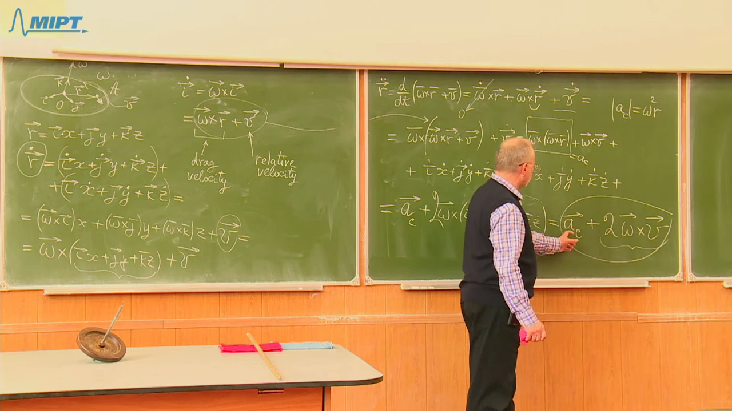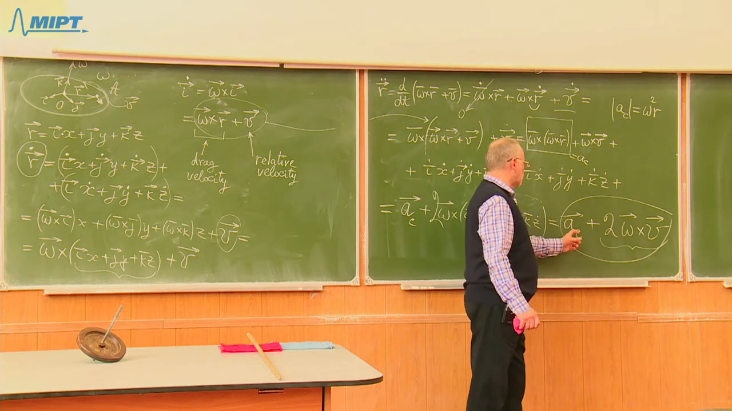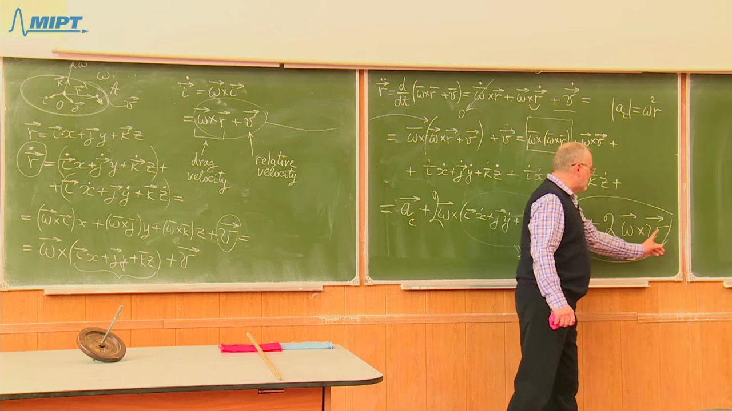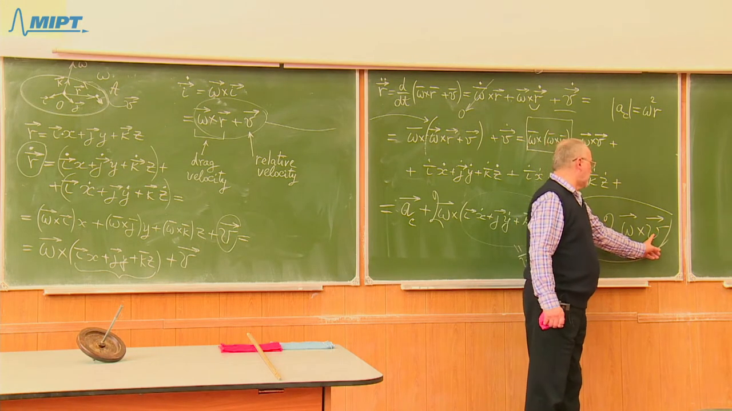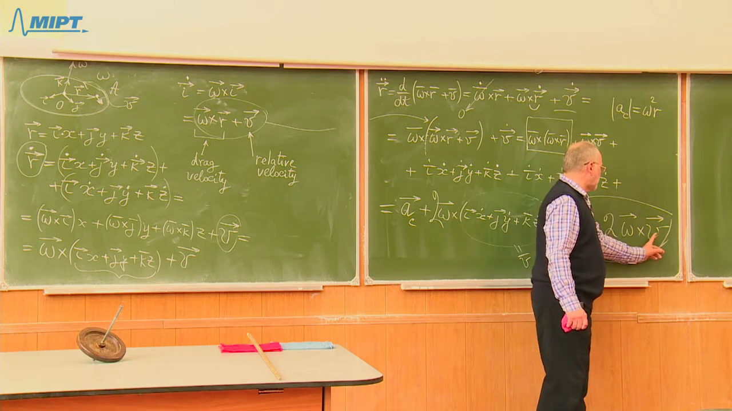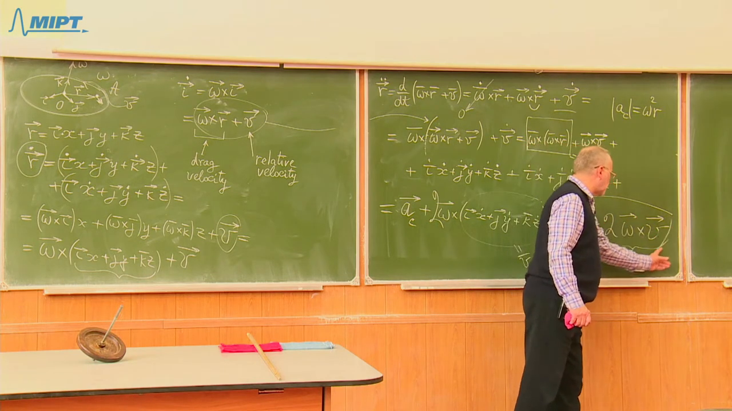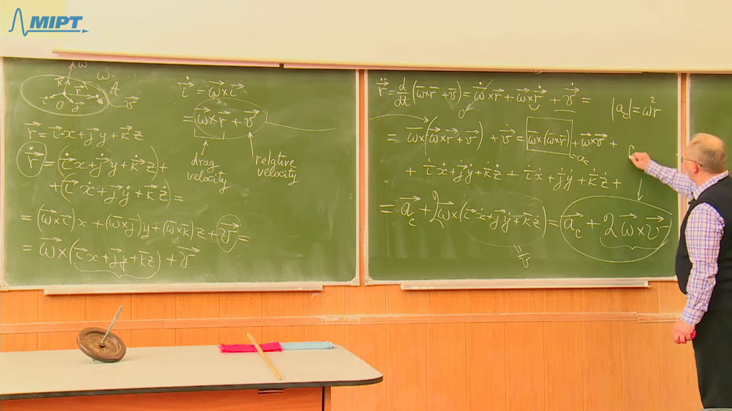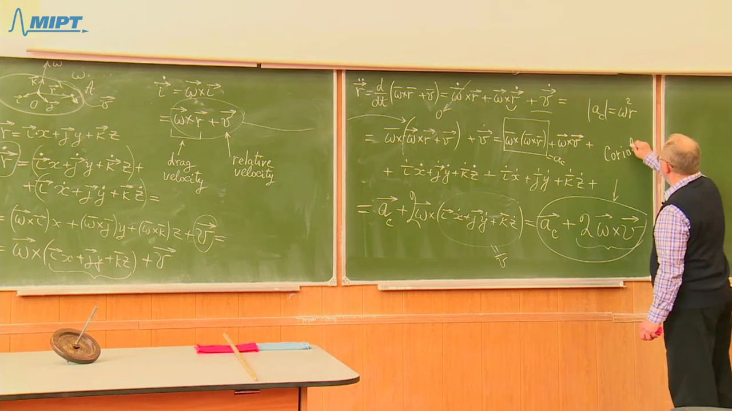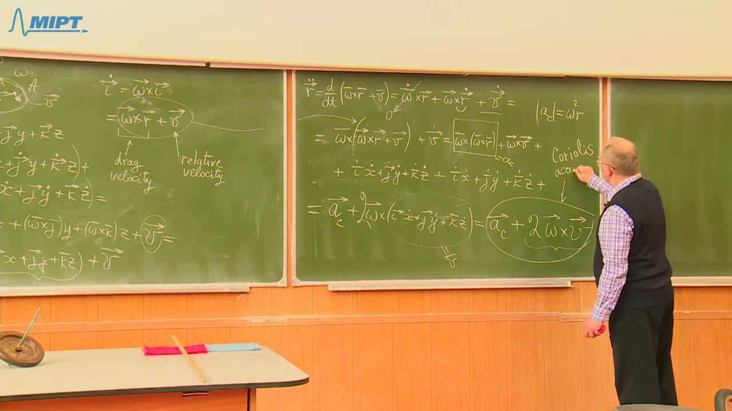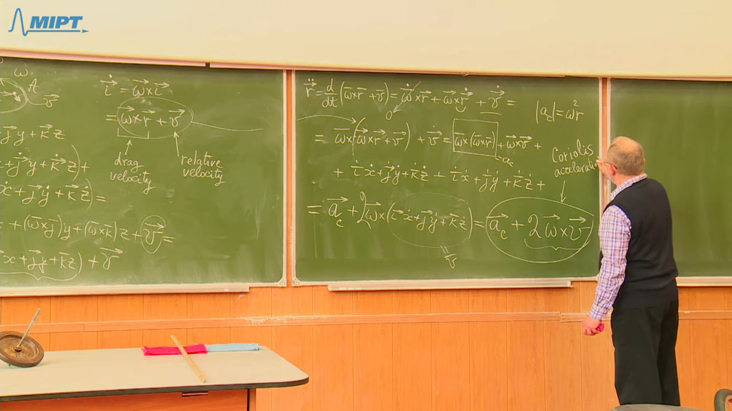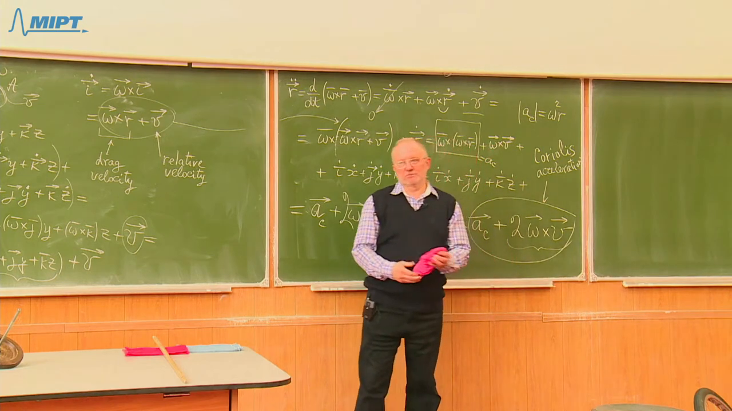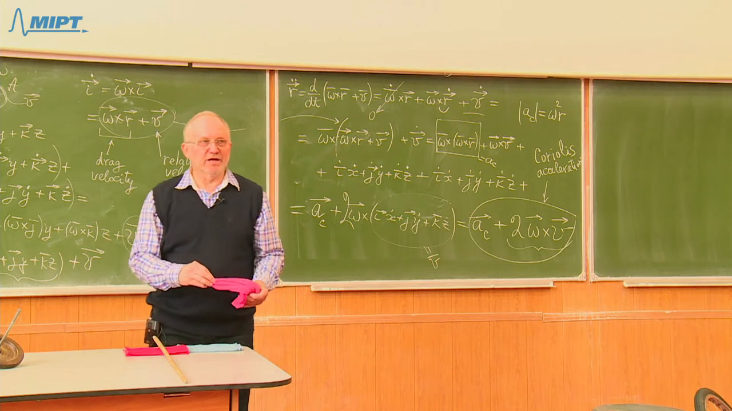And I will have the well-known result that the acceleration of point A is just the centripetal acceleration, which is given by omega squared r. But if point A moves with respect to the rotating disk at some velocity v, then we obtain the second term here. And this second term is called the Coriolis acceleration. The second term is Coriolis acceleration. And we will discuss it next time in greater detail.